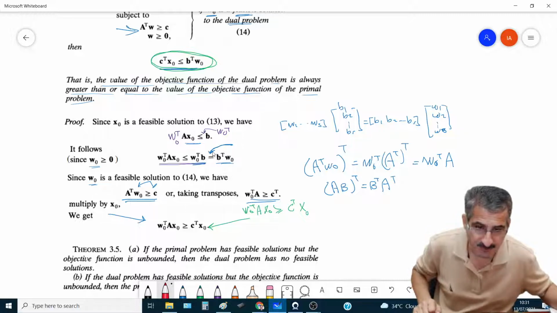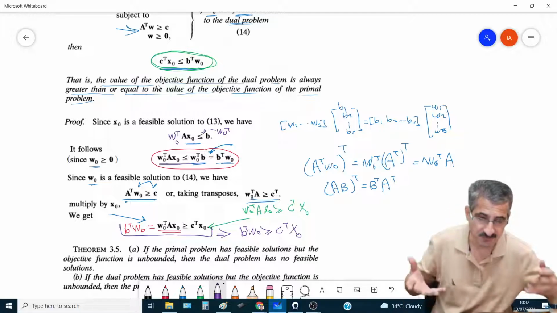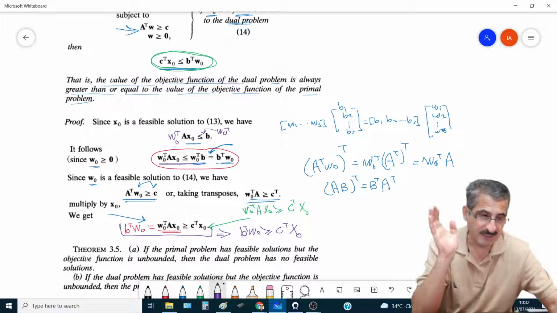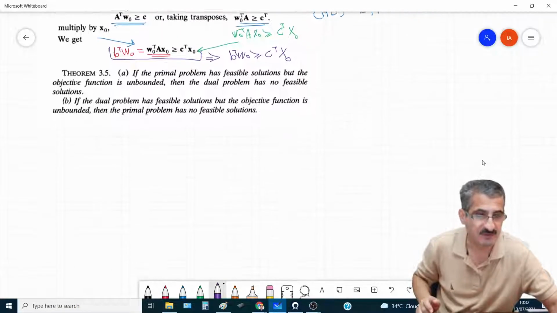Now, using this part here, this equals B transpose W naught. So what we got now, using all that, you can see that B transpose W naught is bigger than or equal to C transpose X naught. And this is what we wanted. So the proof is done. So the value of the dual problem at any feasible solution is bigger than the value of the primal problem at any feasible solution.